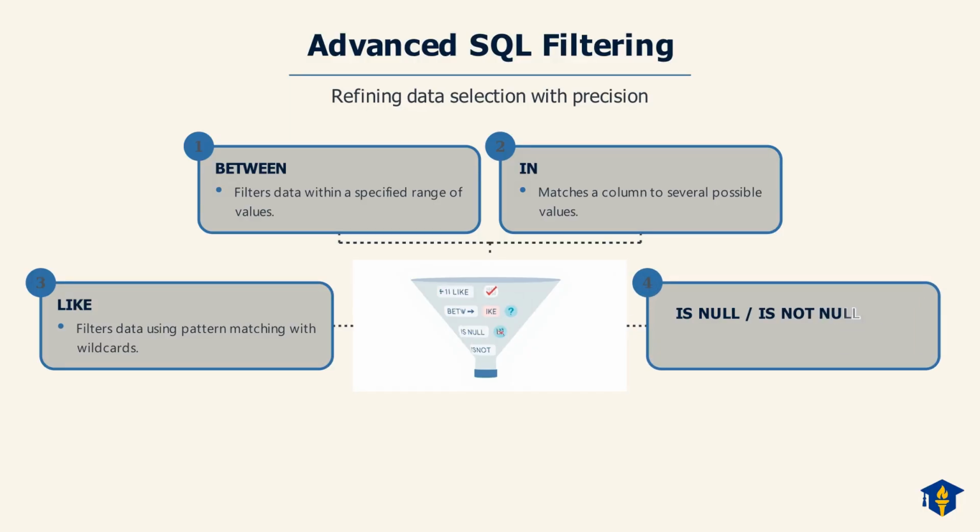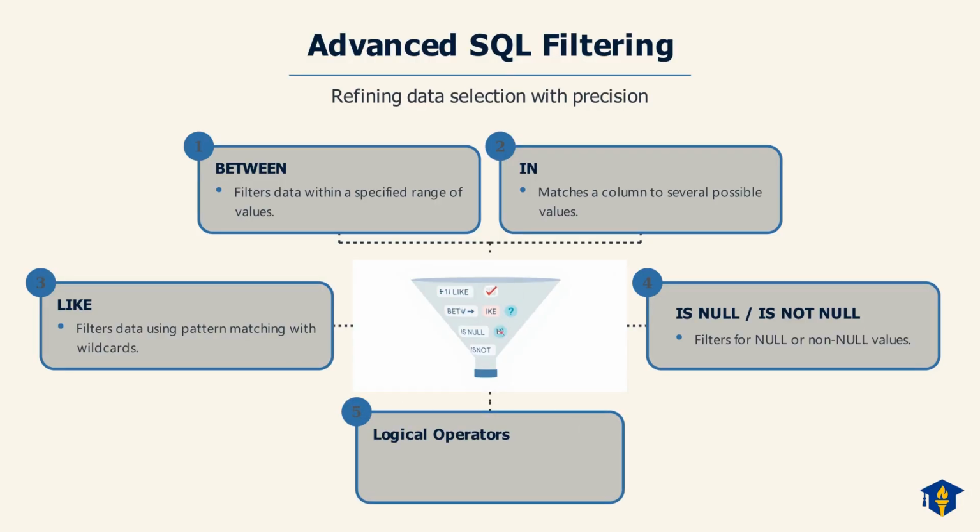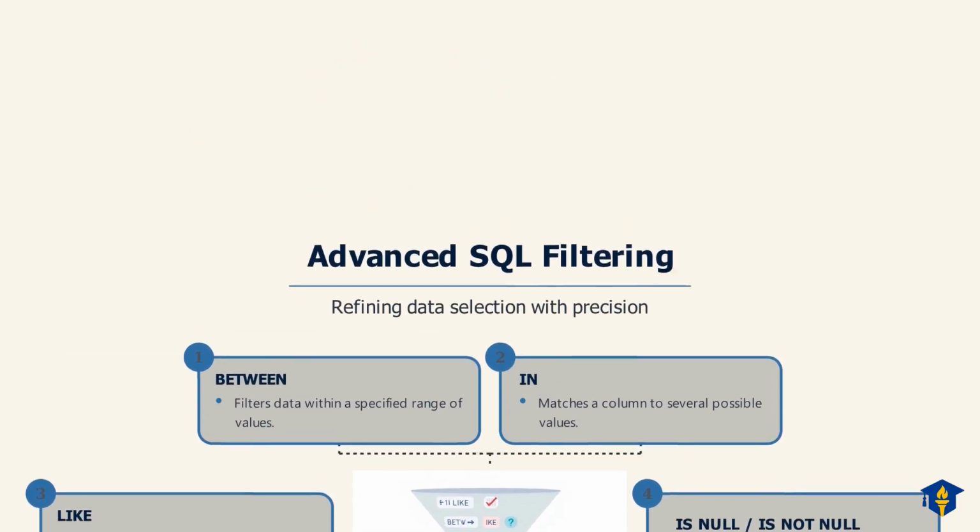The is null or is not null conditions filter for empty or non-empty values. These operators are used to check for the presence or absence of a value in a column. Logical operators combine multiple conditions. They enable you to create complex filtering criteria by linking several and, or, and not conditions together.